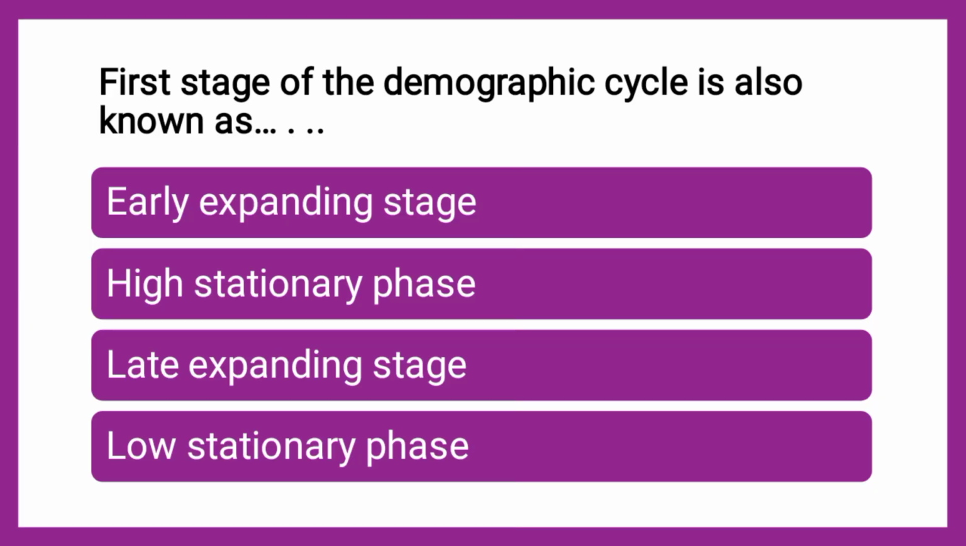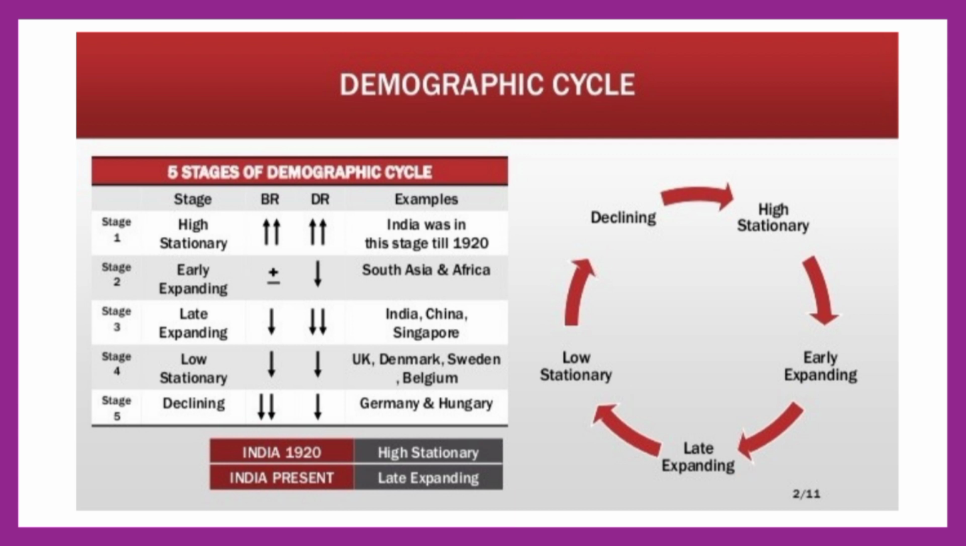Next question is, the first stage of the demographic cycle is also known as dash. Whether it is early expanding stage, high stationary phase, late expanding stage or low stationary phase, the correct answer is high stationary phase, or you can call it a stage. So the first stage is high stationary stage. What happens actually in the first stage, we will see now.